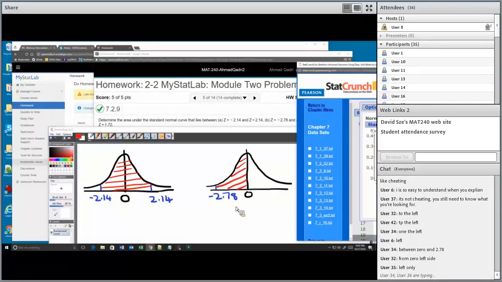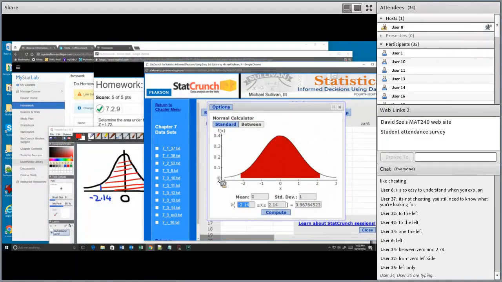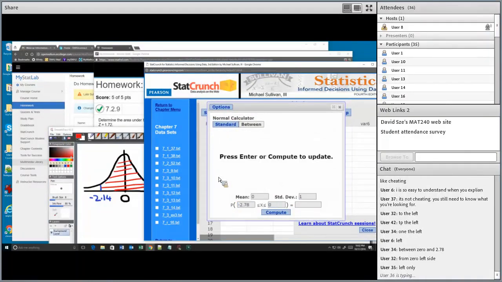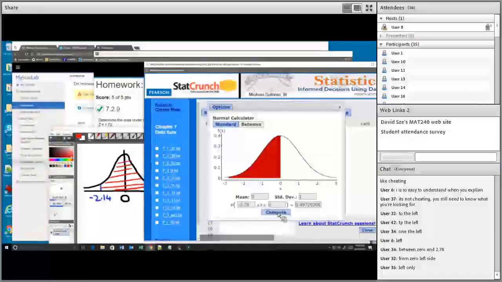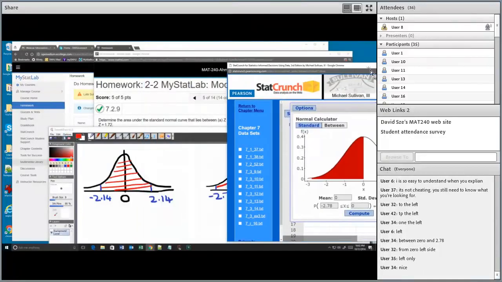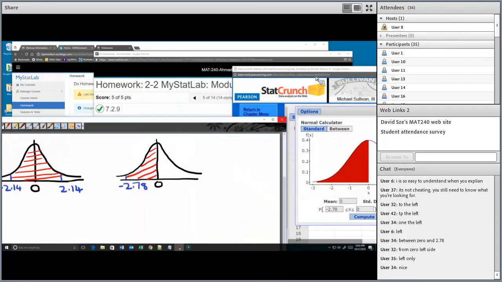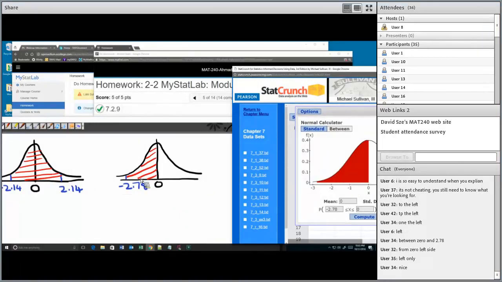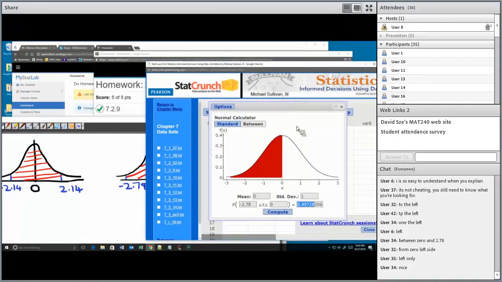All right, let's calculate it. Let's see what we get. So I need minus 2.78 and 0. Again, the mean is 0, standard deviation is 1, and I want area between minus 2.78 and 0. So hit compute, and look at this. It gave you exactly what we anticipated, and the answer is 0.4973. You can see that this matches the drawing that you had, right? They're both the same, and 0.4973 is the answer.